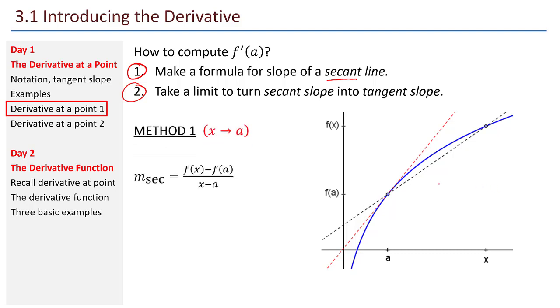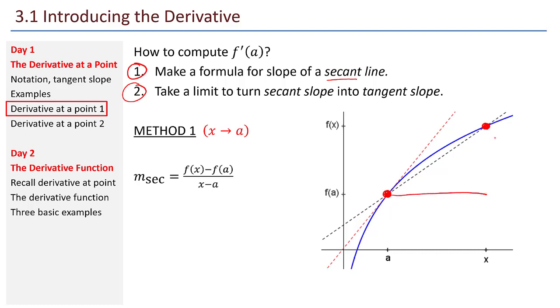So here's method number 1. I kind of think of this as the x approaches a method. The slope of the secant line on the right, can you see what that is? It goes through 2 points. It goes through a point on the bottom, which is a, f of a, and it goes through the point on the right, which is x, f of x.